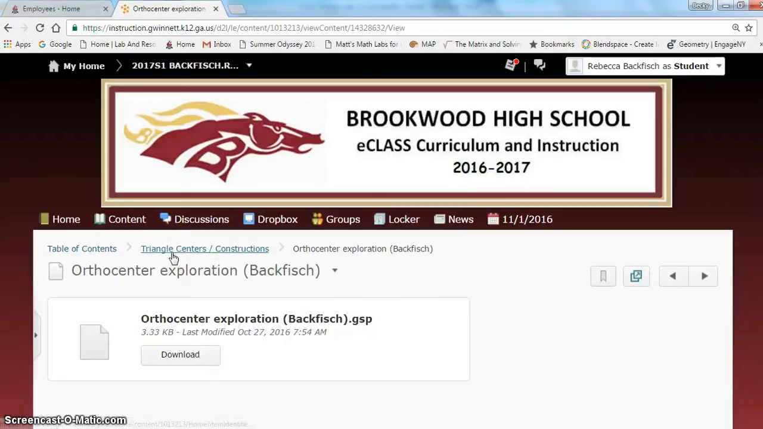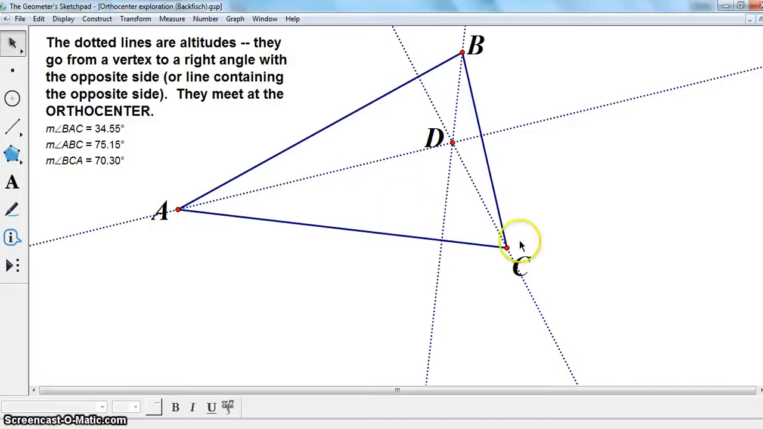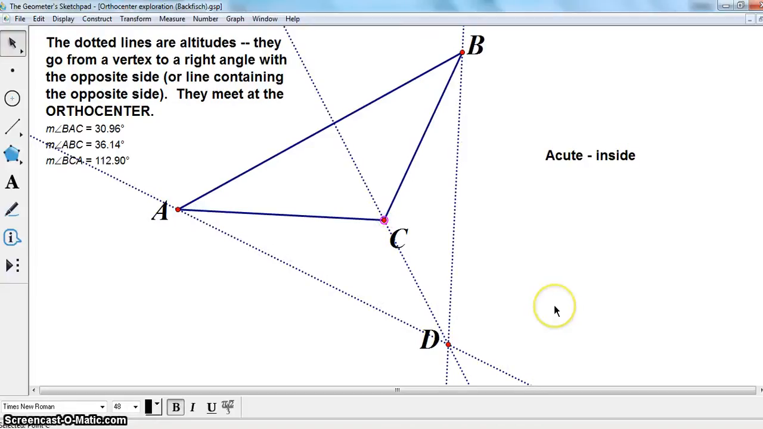Finally, we have the orthocenter. Now I know this can go outside because sometimes the altitude goes outside. So here's my triangle. Right now, these are all acute. So D is inside the triangle. So for acute, it's inside. Let's see what happens when I make this an obtuse triangle. Well, D is outside. Notice how this is greater than 90, so the triangle is an obtuse triangle. And the orthocenter is outside the triangle.